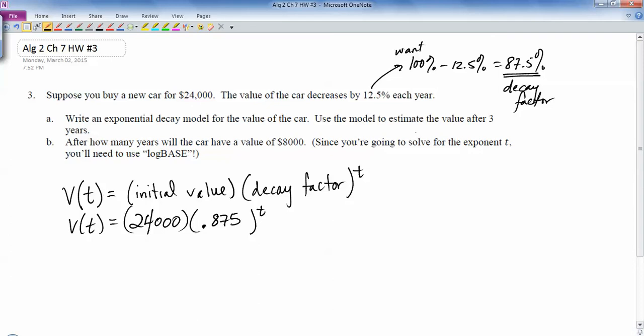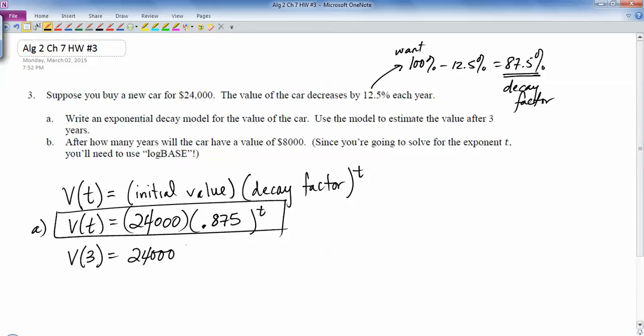So after 3 years, so this is the model. This is the first part of A. And then the second part of A says use the model to estimate the value after 3 years. So I'm going to plug in a 3. So it's going to be 24,000 times 0.875 to the third.